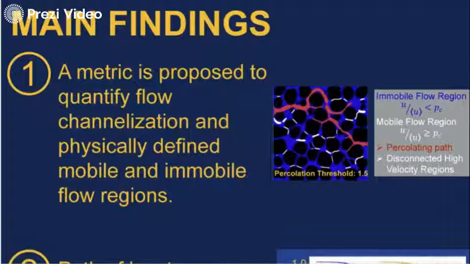We initially set this percolation threshold to be at the sample's maximum normalized velocity, classifying the entire pore space into the immobile flow region. Then, we iteratively lower the percolation threshold until a continuous path of high velocity is formed from the inlet to the outlet. This is shown in red and is called the percolating path. With this percolation threshold, we are able to quantitatively characterize flow channelization.